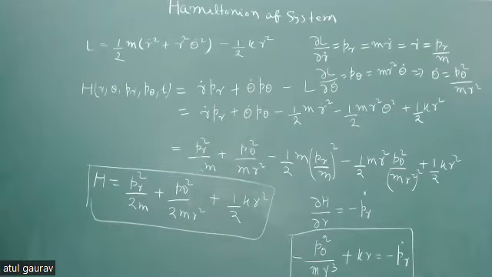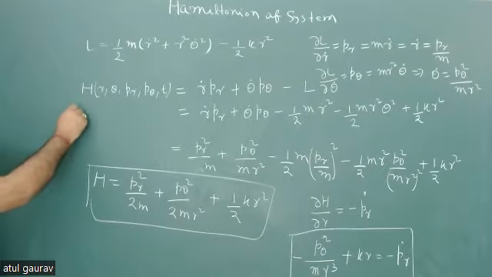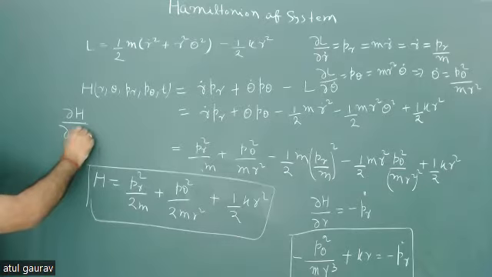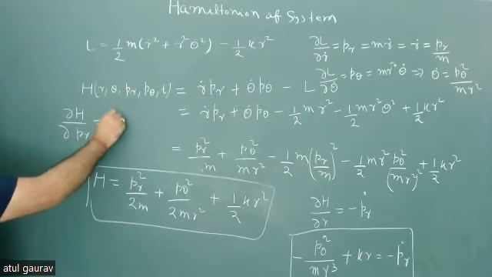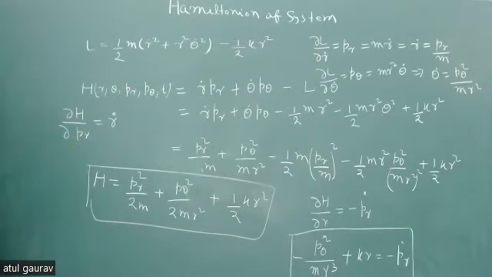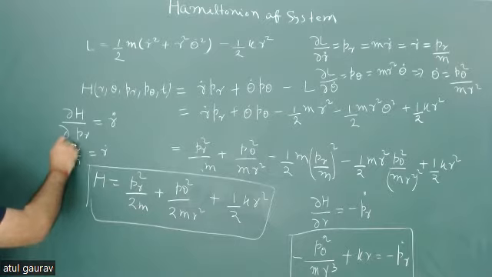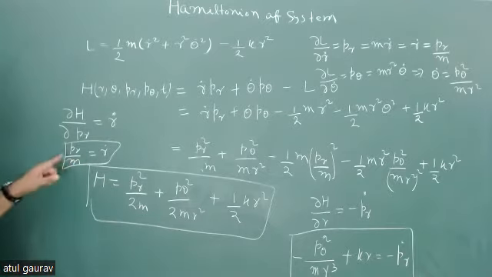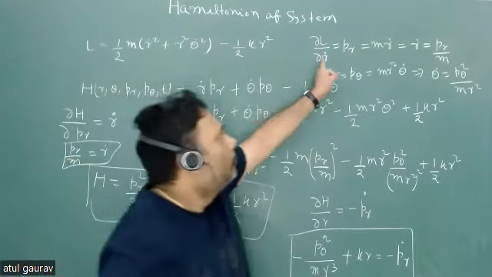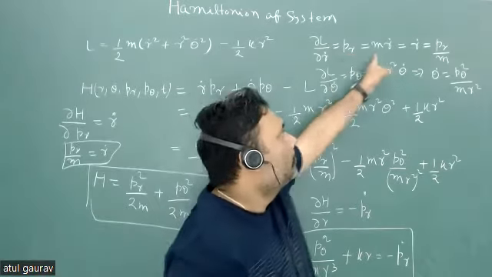Now we will go for the second equation. I can use this space. So here we have del h upon del pr is equal to r dot. And when we go for del h upon del pr, this value is pr upon m, which is equal to r dot. And you can see this is exactly the same equation that we got in this particular part.